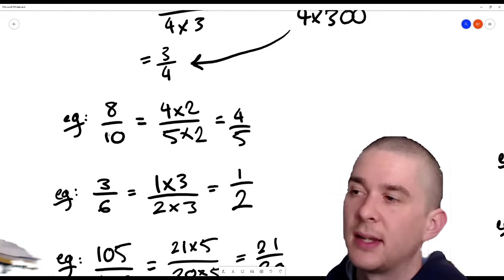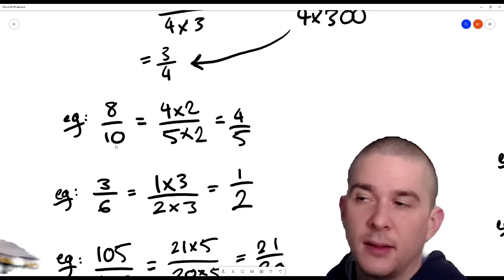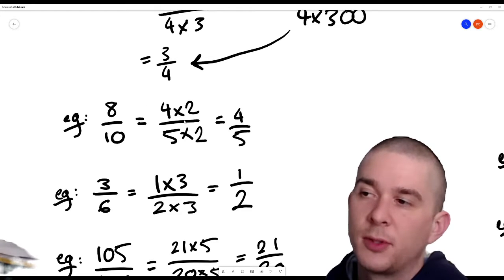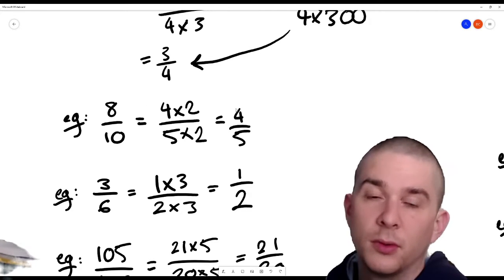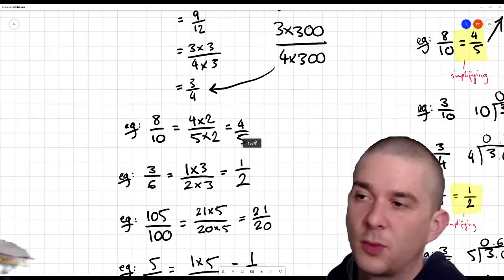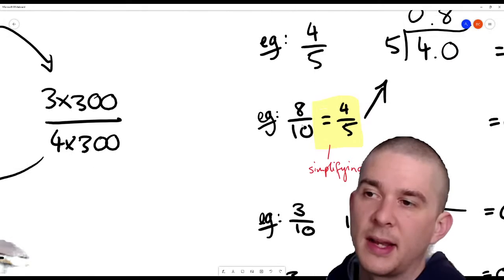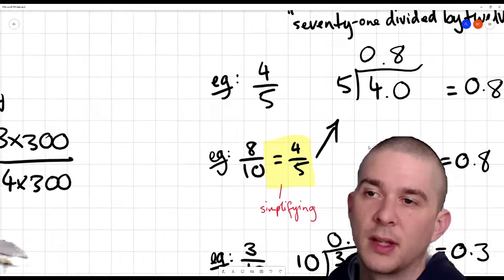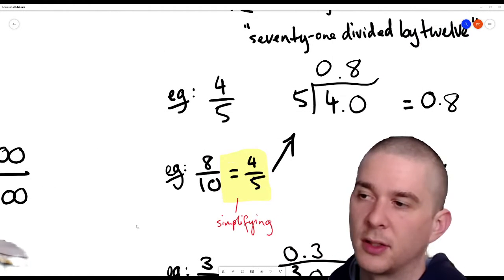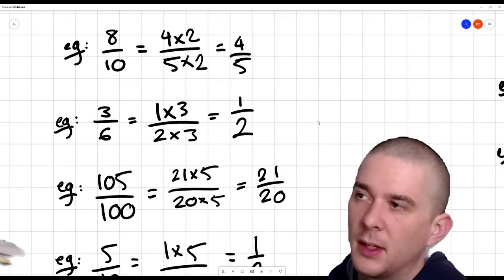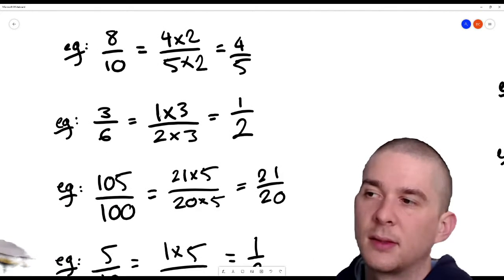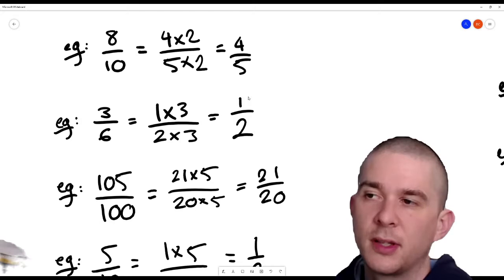All right, next example, 8 over 10. So this is 4 times 2 over 5 times 2, or 4/5. So this one came up over here, we had to simplify 8/10 to 4/5 in order to realize that it was the same question we had just done. All right, 3/6. 1 times 3 over 2 times 3, so that's 1 over 2.